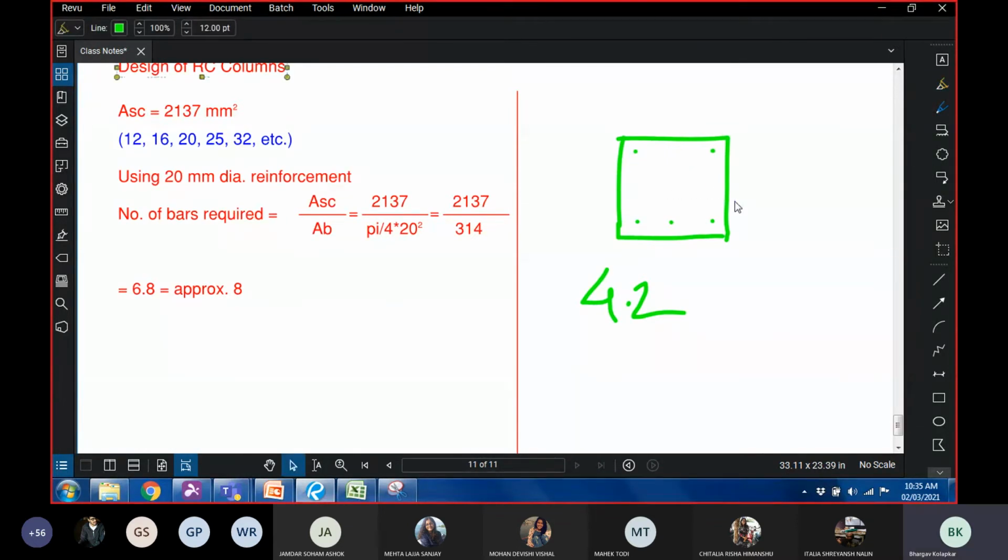One way you could do it is, you could provide bars like this. So 6 is still acceptable. So if anything is between 4 and 6, you could have provided 6 rebars.